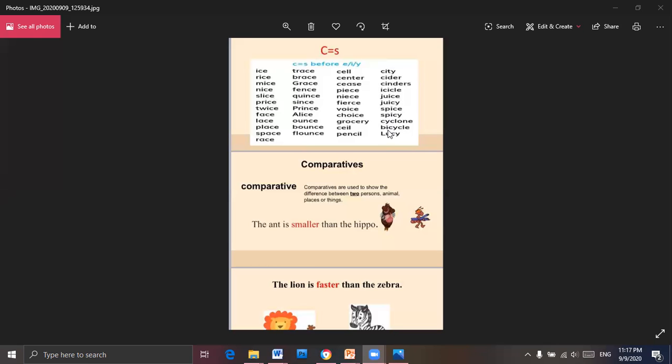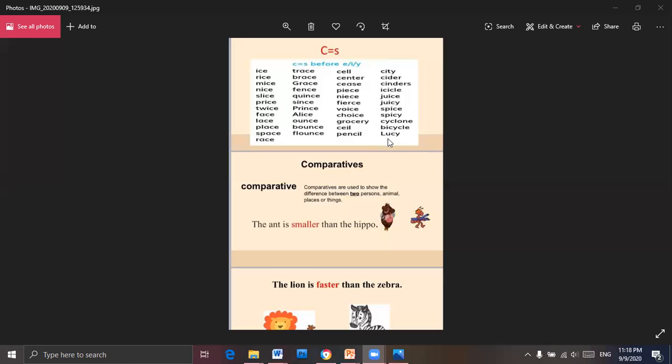There are two C in bicycle. The first one we pronounce as S because there is Y after C. The second C we pronounce as K because there is L, or in other words, there aren't E, I, or Y. Lucy. So this is the first rule in phonics.